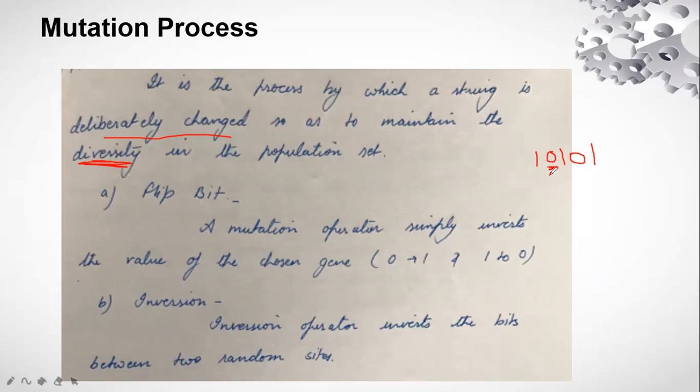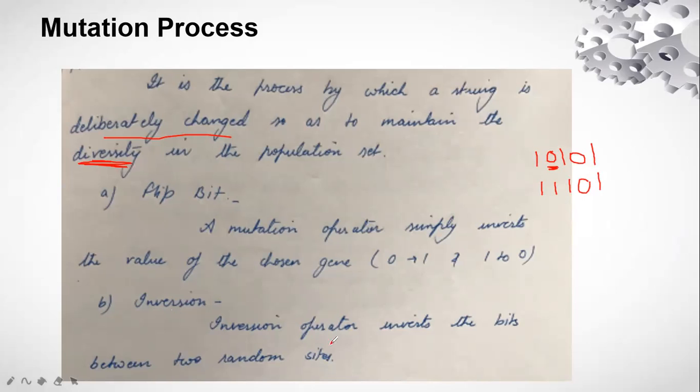If it is 0, I'll make it 1. And if it was 1, I'll make it 0. So the new chromosome, or the new individual I get, is by flipping the bit from 0 and inverting it to 1. Others will remain the same. So here you can see 1 same, 0 I have flipped to 1, 1 same, 0 same and 1 same. Right? So randomly I select a bit and invert or flip that bit.